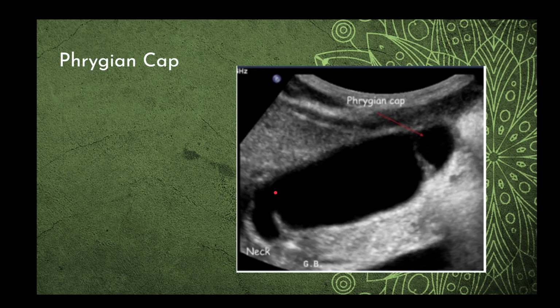Here's an example of that Phrygian cap. Again, the neck is down here, body, fundus, and we just kind of get this fold of wall here, and then this little plop over of the gallbladder fundus.